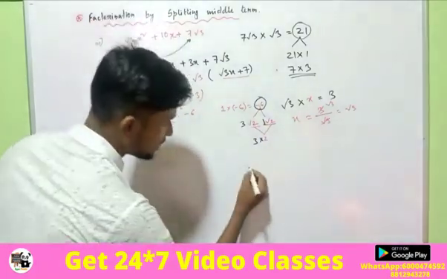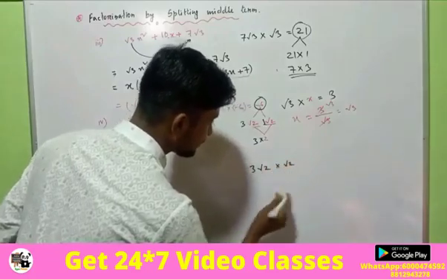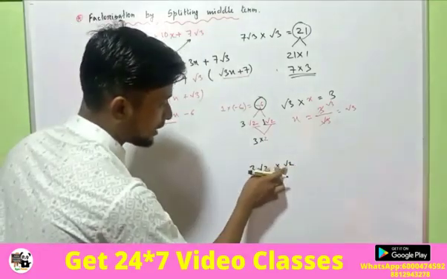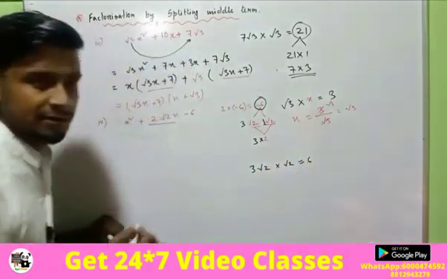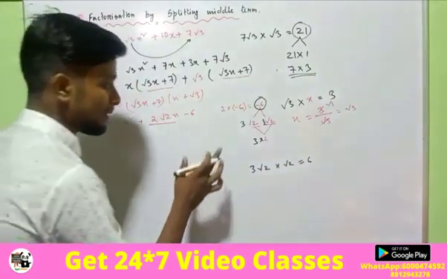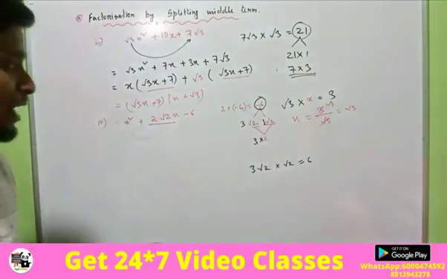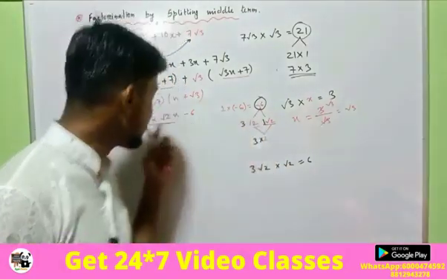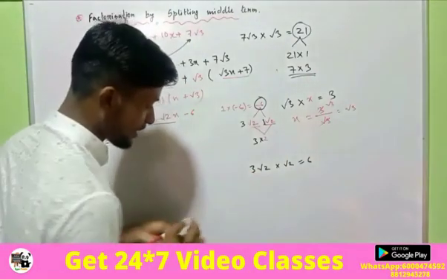Now check the multiplication. First check whether it is correct or not. 3 root 2 and root 2, the multiplication will be 6, right? 3 twos are 6. Correct? Yes. So this is how we have to choose the pairs of factors in this kind of questions. Now which one is the bigger number here? This one is the bigger number here.